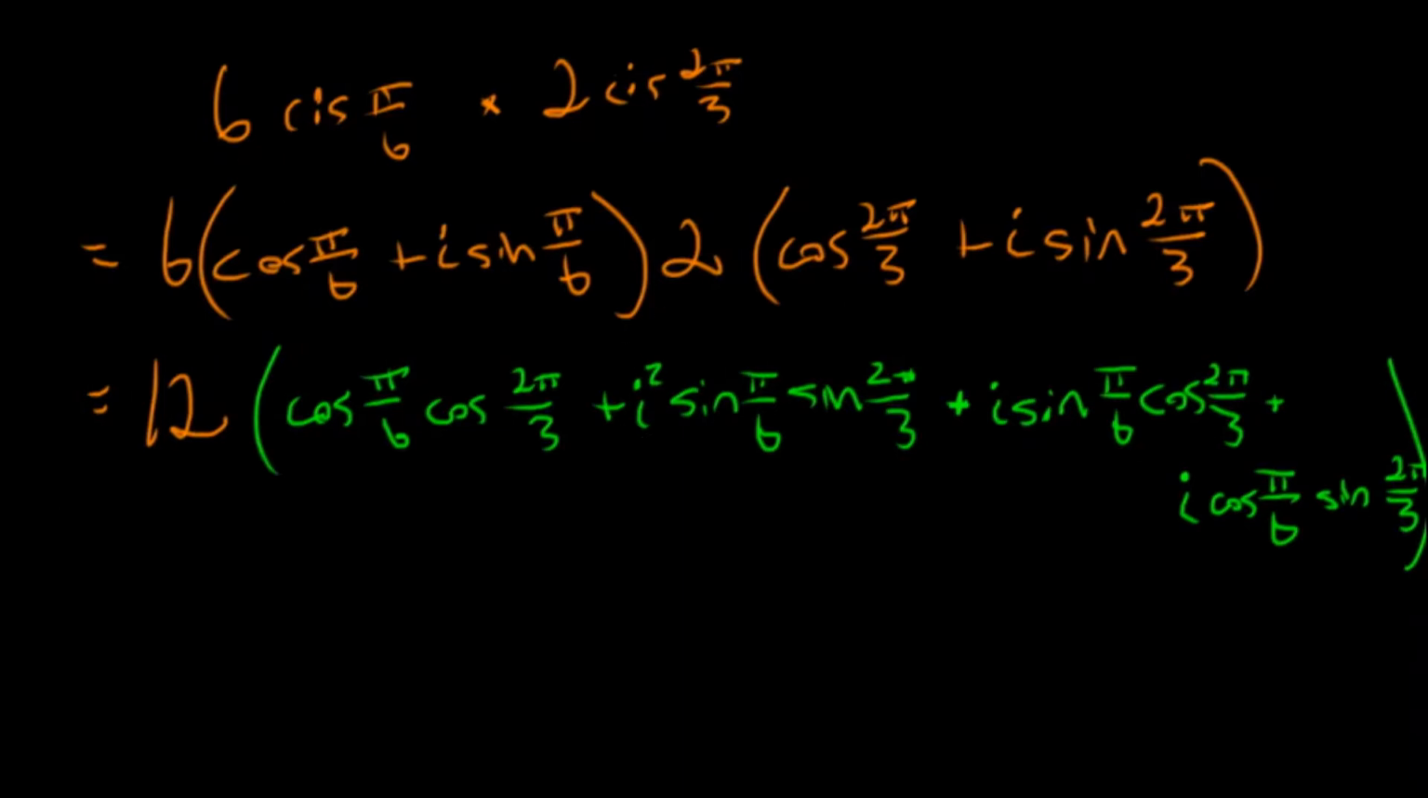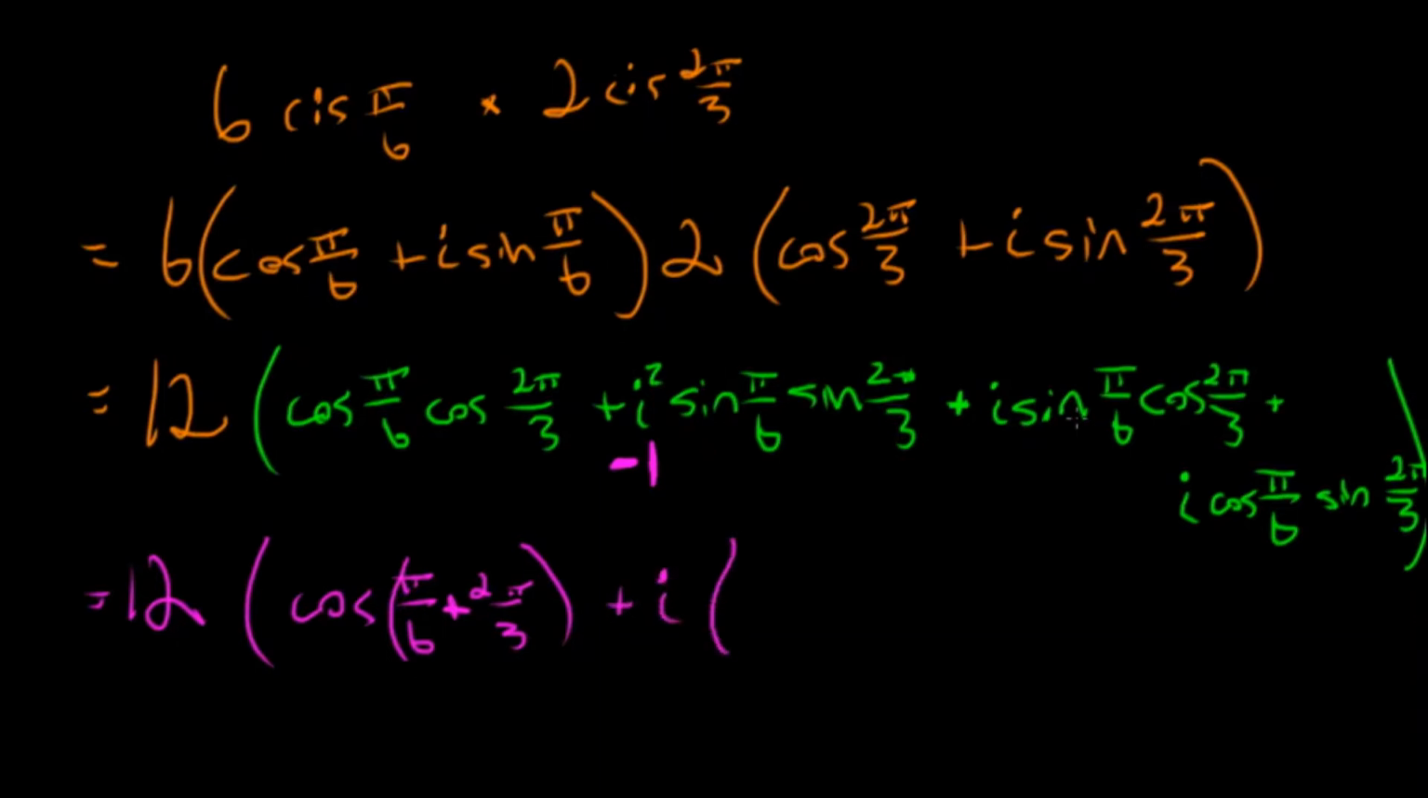All right, so we have 12, but now we have cosine, cosine, sine, sine, sine. What is this sign? It's actually a minus 1, I squared. So we have cosine, cosine, sine, sine, sine. That's going to be cosine of pi over 6 plus 2 pi over 3. We just went from a bunch of cosines and sines to one cosine. Beautiful. And then over here, if we factor out that I, we have a sine, cosine, cosine, sine. That's going to be sine of the sum of the angles, pi over 6 plus 2 pi over 3.